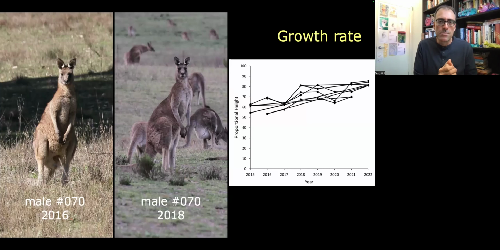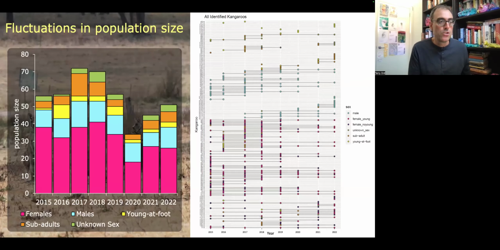The other thing we're exploring at the moment is this example of a male who was spotted as a subadult in 2016, and then again in 2018. You can see he's grown up into a very large mature male. And that gave us the idea that perhaps we can actually measure individual growth rate. So we're still exploring this idea, but there's a lot of potential here that we're going to try and leverage in future studies.